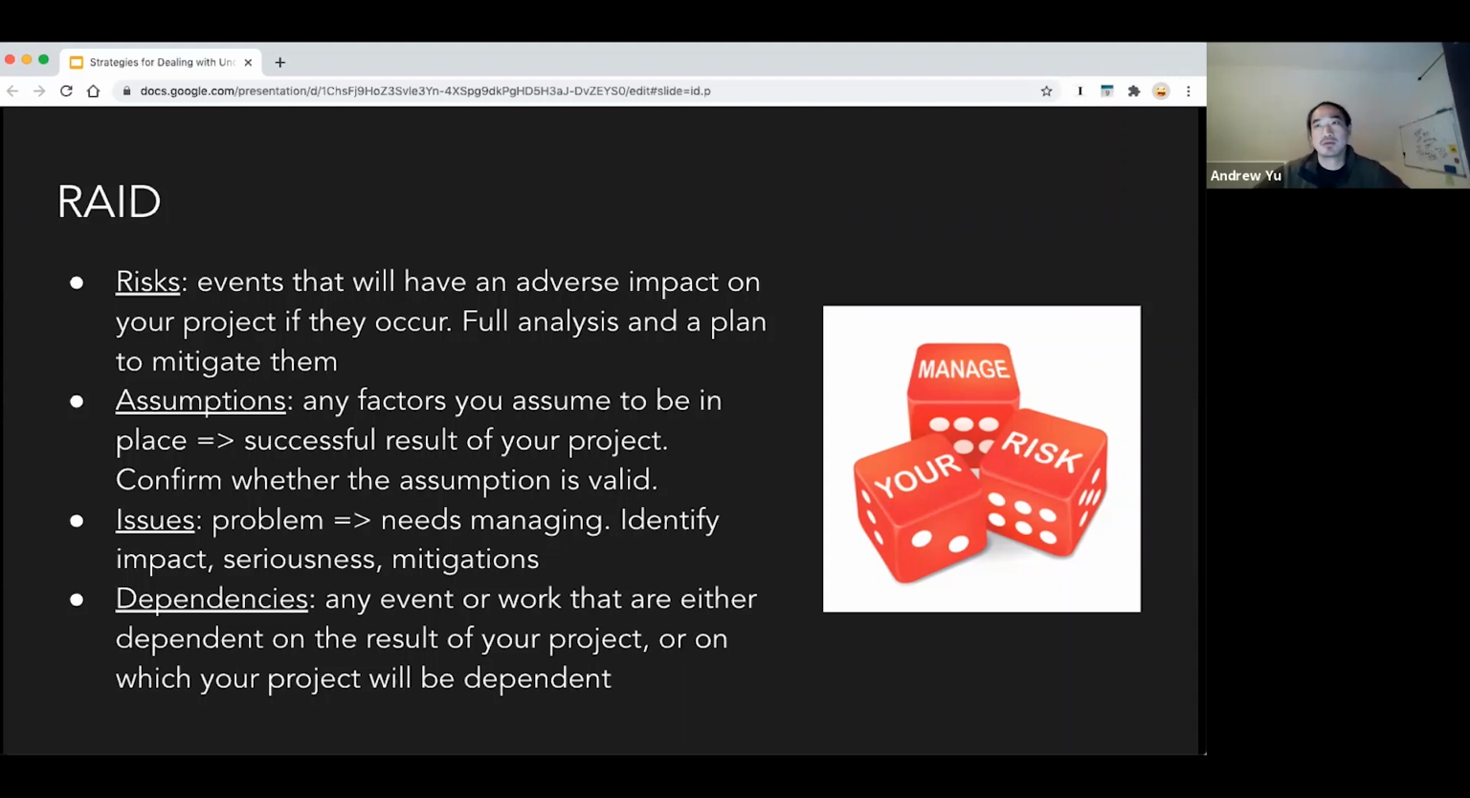I would suggest that you actually look for other similar frameworks like this, because there's so many good ones. Obviously, don't get into framework overload or anything like that, but it's essentially doing the following, right? It's identifying your risks, identifying your assumptions, identifying your issues, and then identifying your dependencies with every single initiative that you're proposing or working on.